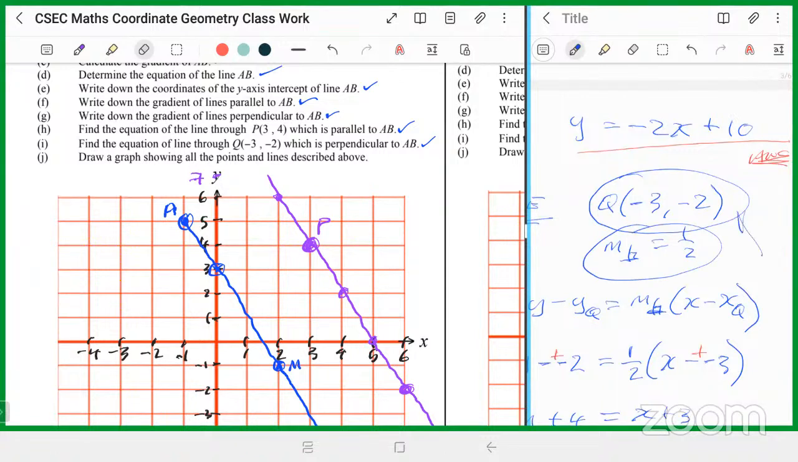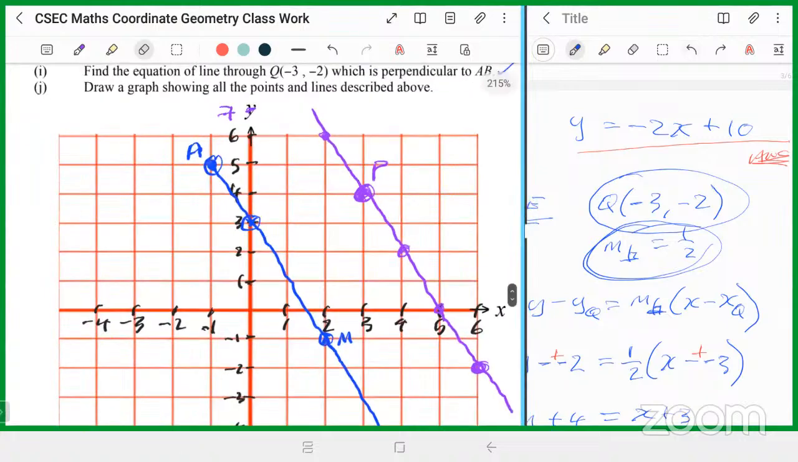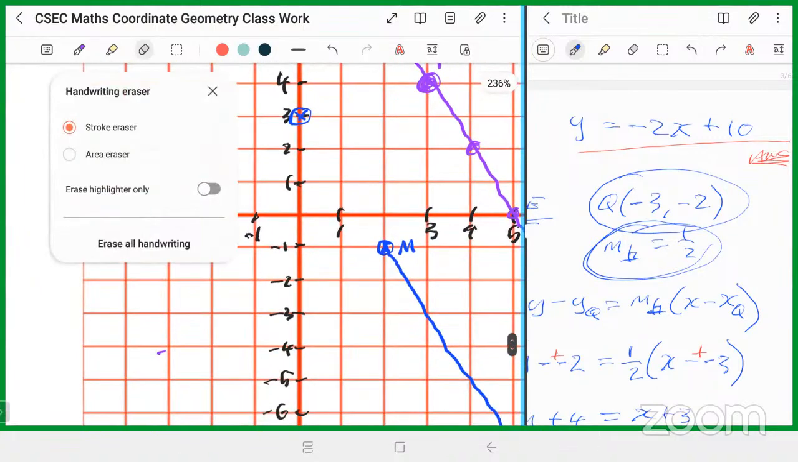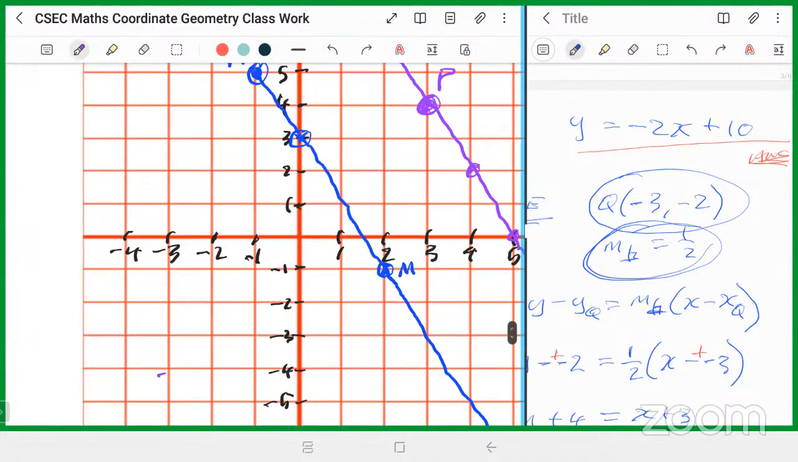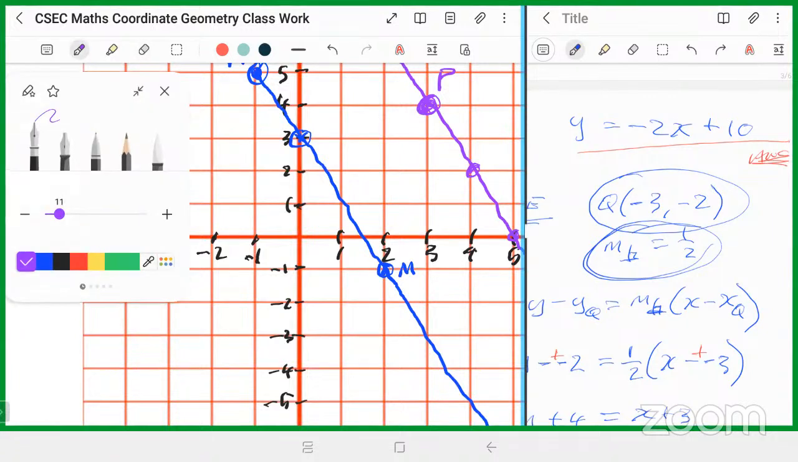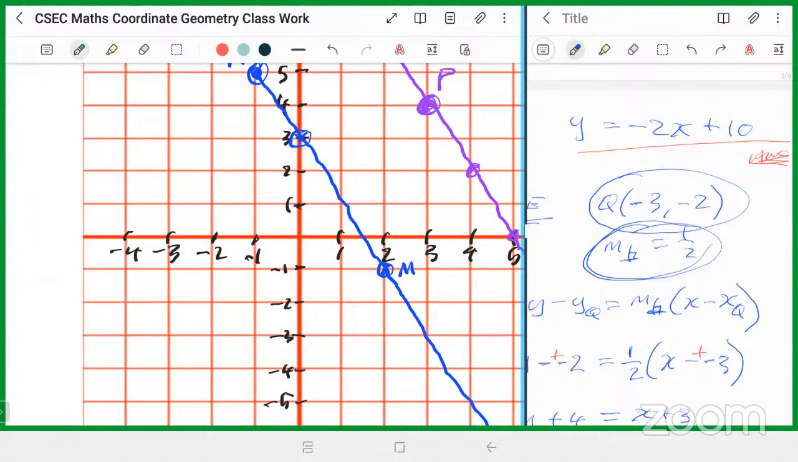So you're going to put on the point, and you're going to use the gradient, rise and run, to find other points. So I'm going to put on the point Q first, which is on the line. Q is -3, -2. All right, let's do that one in black and green. So -3, -2. It's right here. That's where the point is.